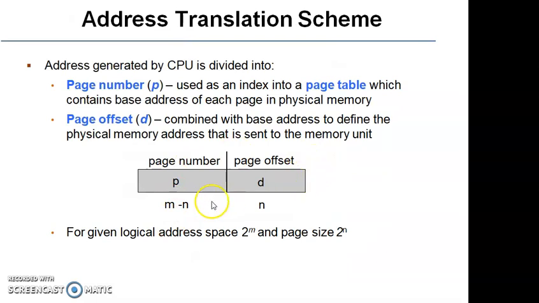Here in the diagram, you can observe that n equal to 2 here and m minus n, that is m equal to 4 here, 4 minus 2, that is 2 here.